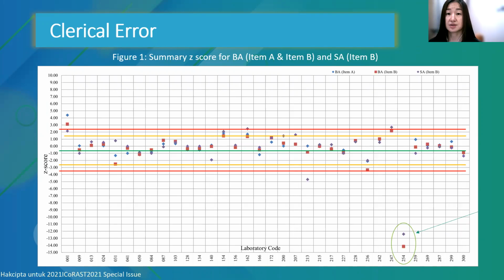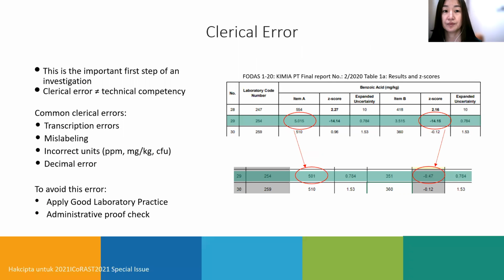Here we show the summary Z-score for the BA, for item A and item B, and the SA for item A. From here, we can see that the 254 lab code has the faraway result. This is the important first step to investigate, that is clerical error.